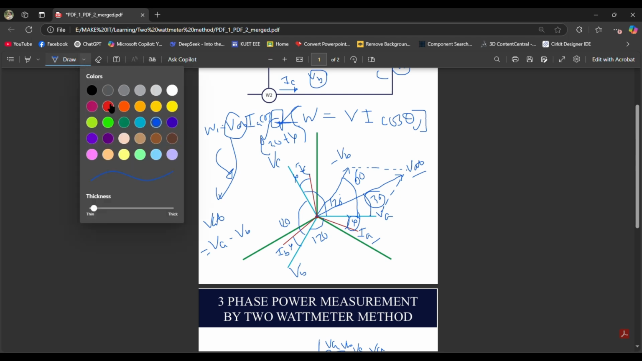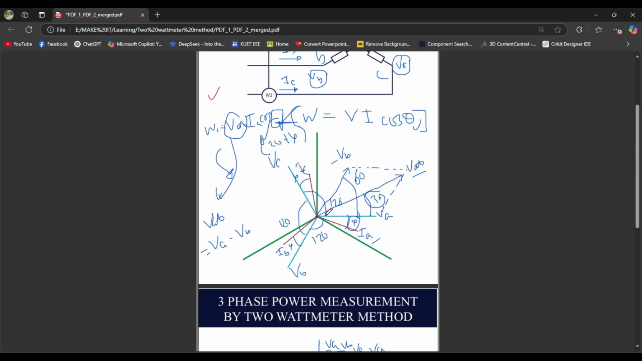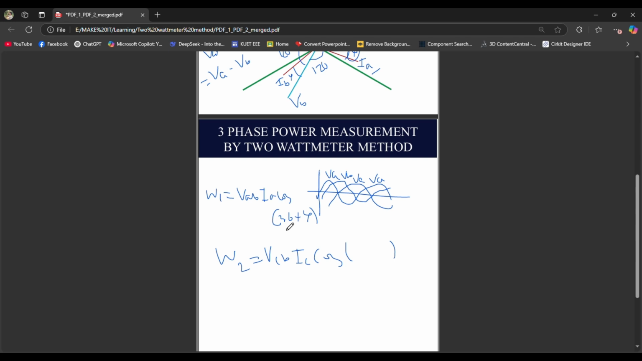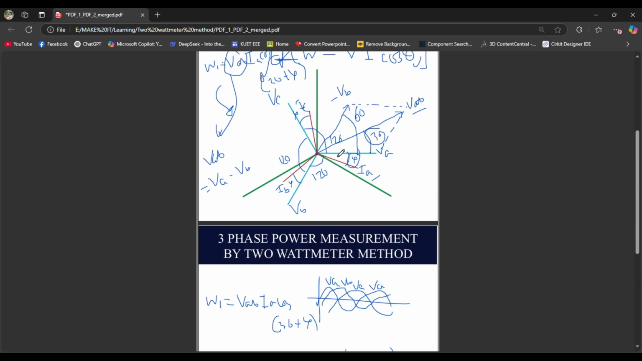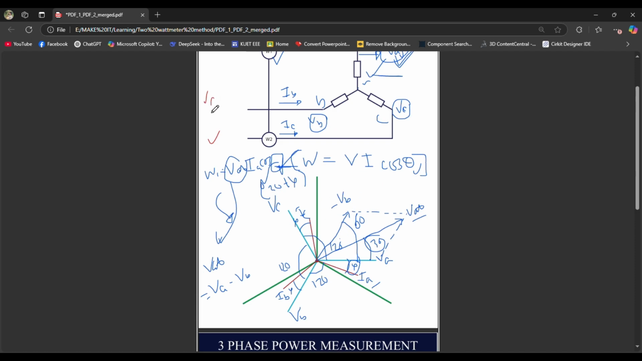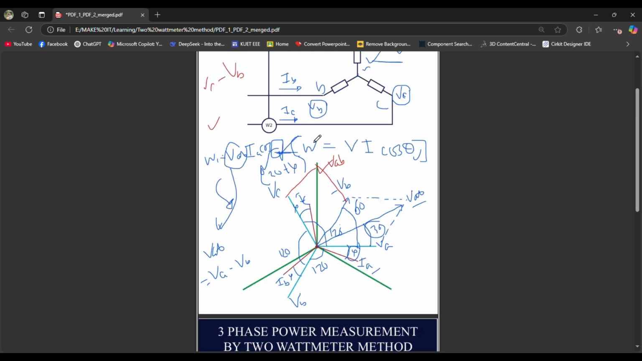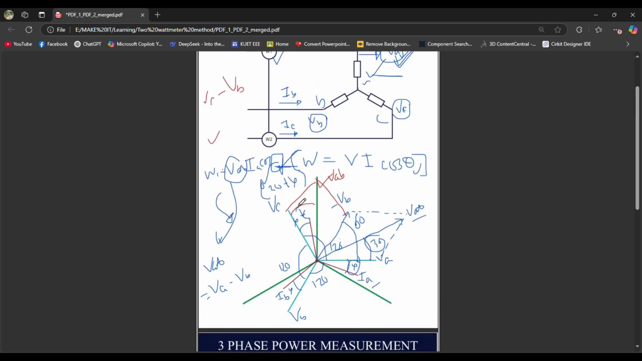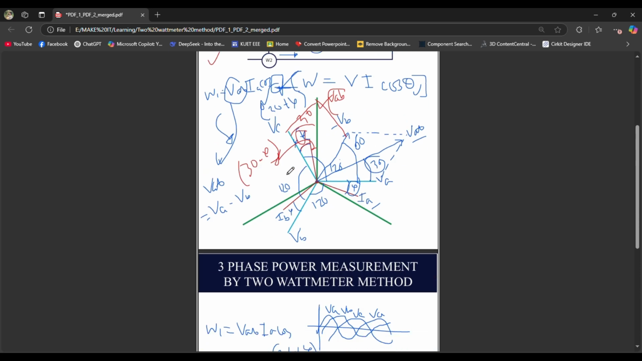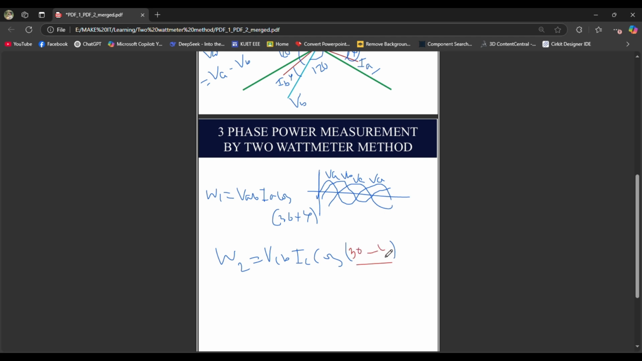Let me take another color, I'm taking red. What is VCB? VCB is the subtraction between the voltages VC and VB. So it is something like this, VC minus VB. We already have minus VB here, and if we add VC and minus VB, then we will have this voltage, which is called VCB. Now we need the angle between VCB and IC, and from this vector diagram we can easily see that this is the angle 30 degrees, this is the angle phi, and the angle between IC and VCB is 30 minus phi. So we have to put this value here, 30 minus phi.